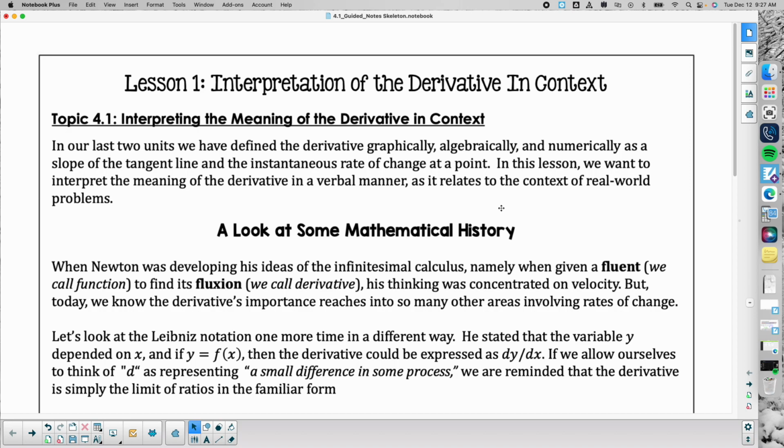Interpretation of derivatives and context. Oh, that's a lot of words. What does that mean? I don't know. What do derivatives mean? There we go.